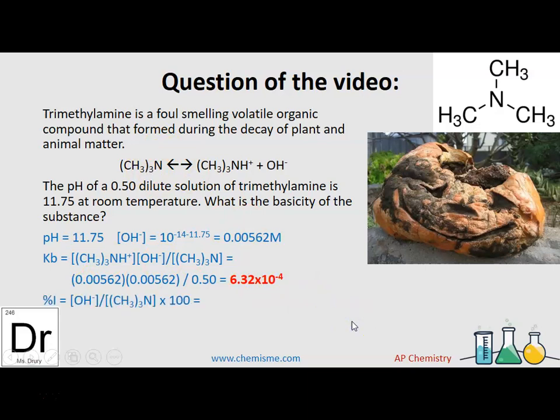Another thing I can look at is ionization, to figure out how basic it is. So if I take how many hydroxide ions I have, 0.00562 molar, and divide by how much the original conditions were, 0.5, and times by 100, I notice that it ionizes less than 2%, 1.12%. So for every 100 particles of this crazy, rotten, disgusting smelling volatile organic compound you have, only 1% of them are the base ions that are giving that smell.